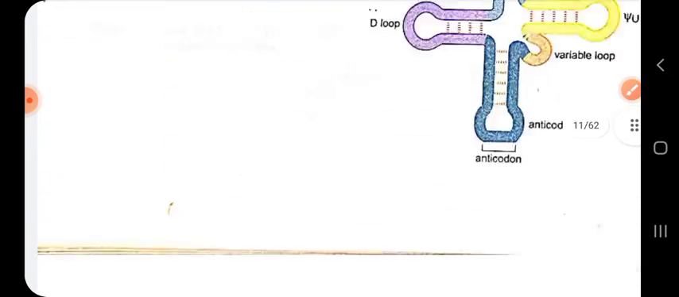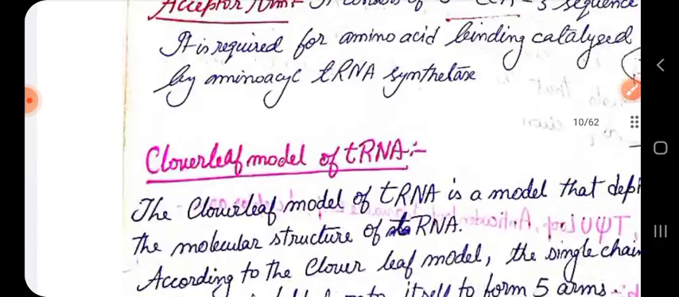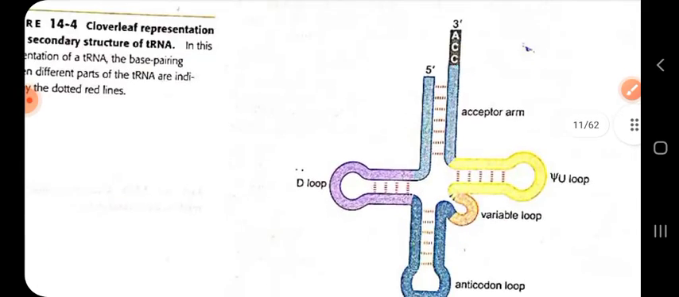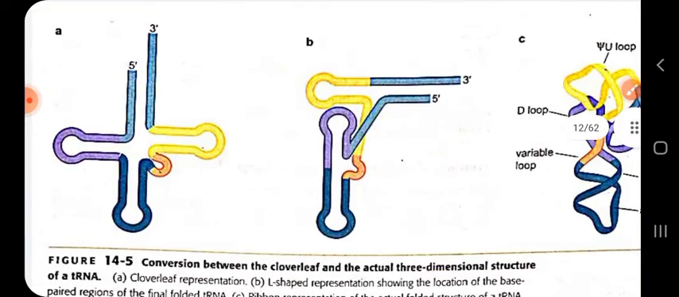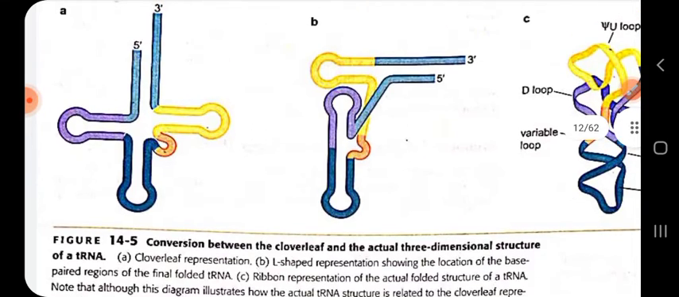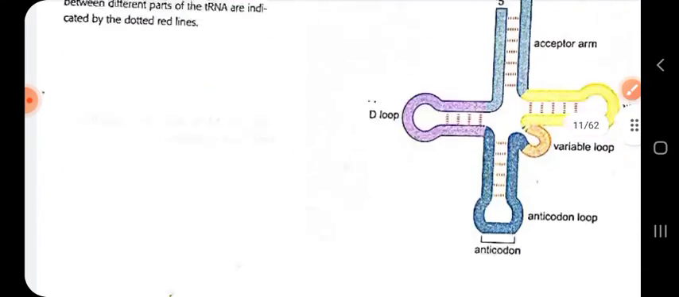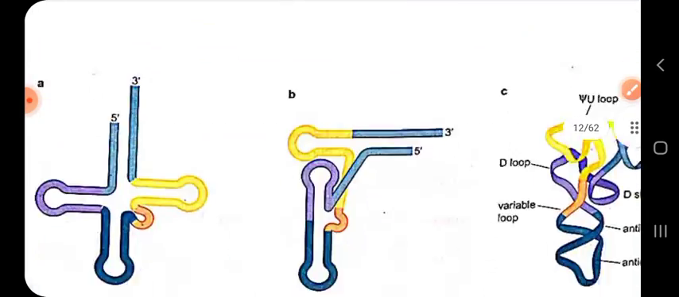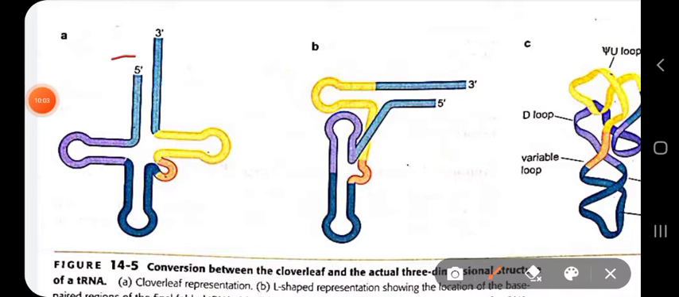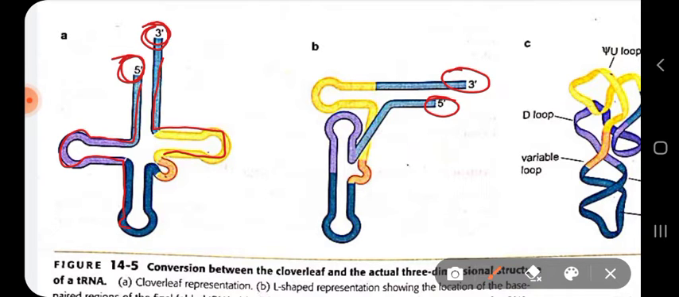The next thing that I want to talk about: this picture shows the side view of this cloverleaf model. You can see very clearly how close the 5 prime and the 3 prime regions are located. Due to the folding of the tRNA, the 5 prime and the 3 prime are located very close to each other. If you see the side view, it also shows you the same thing.